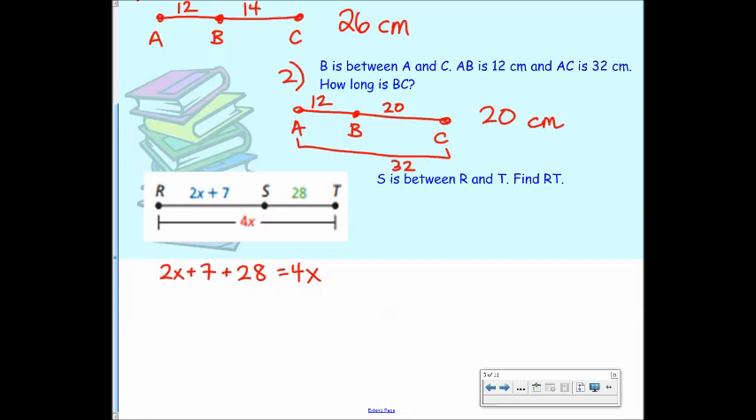Because you can add up the parts to give you the whole. And what are the parts here? 2x plus 7 and 28. And what's our whole? 4x.